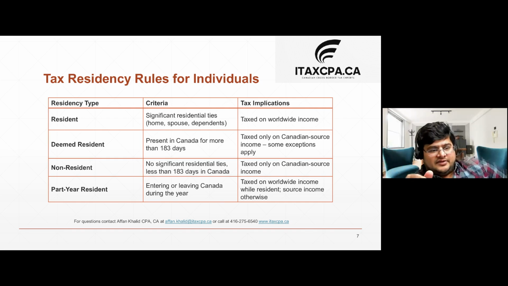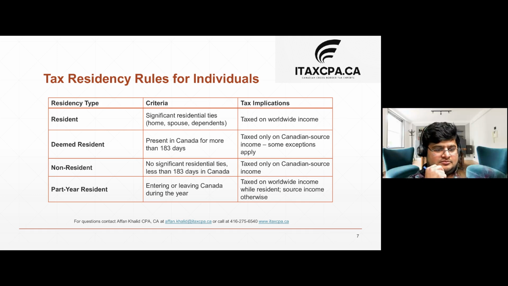As a non-resident, and without a treaty, if you're a non-resident, then you are subject to tax on your Canadian source income. It also depends on the type of income, which I will explain, whether it's dividend or interest income, employment income, or capital gain income. I will provide more details as we go through the presentation.